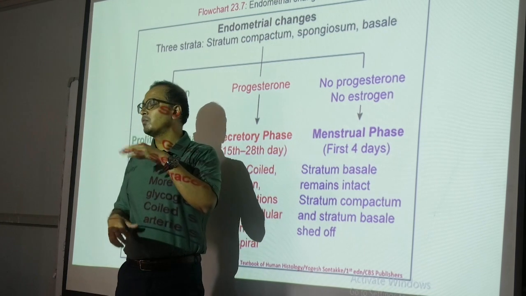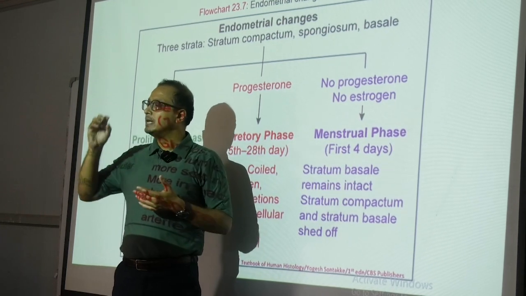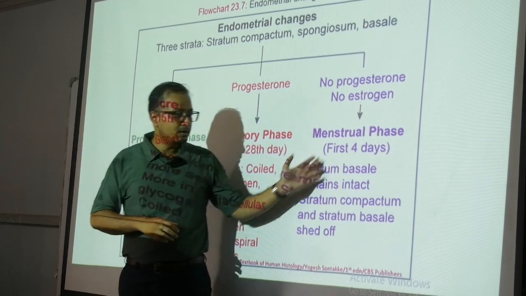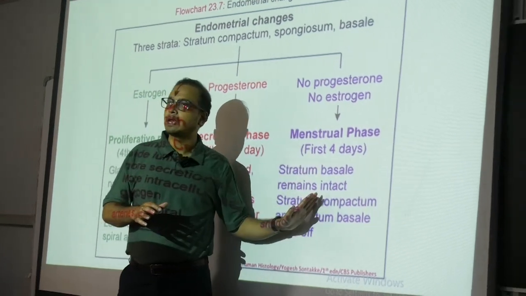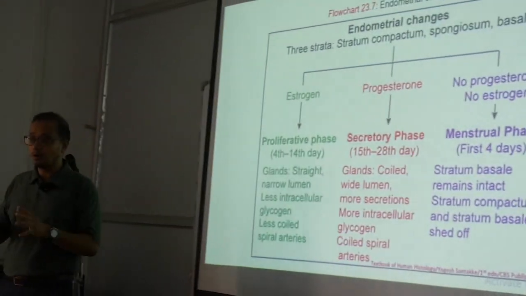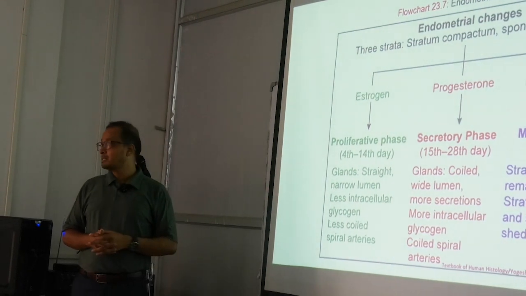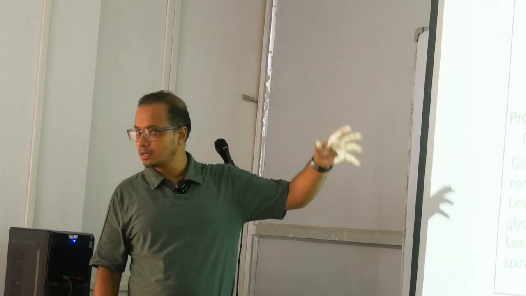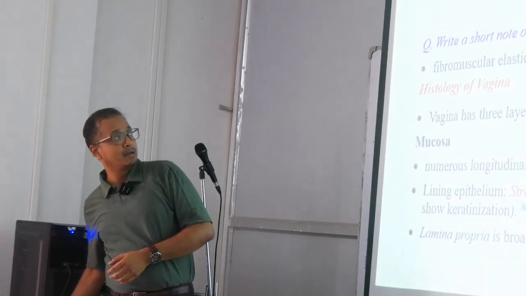The shedding takes place only in the stratum functionale. The basal region of the uterus remains intact because that much hormonal influence is not taking place there. So the arteries which were in the stratum basale will remain there. Again the next cycle comes, again the estrogen comes, again the progesterone comes, and the same growth of the endometrial functional layer comes back. So this is how the cyclical change within the endometrium takes place.